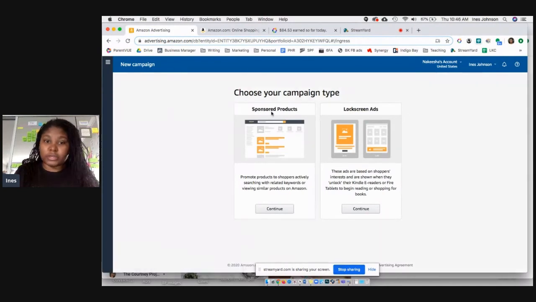And I'm going to run sponsored product ad. With a sponsored product ad, you can input manually or have Amazon do it automatically for you, keywords. And these are the keywords that customers search when they're looking for a specific product, like a book, on Amazon. So I'm going to do a sponsored product ad. Whereas a lock screen ad, if you have a Kindle, and whenever that Kindle goes to rest or goes to sleep and you're about to power it on, you'll see an ad there, and that is the lock screen ad.